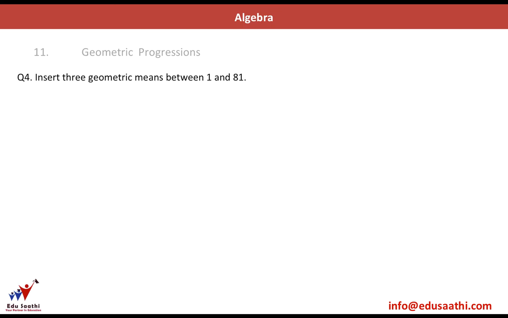The question is, insert 3 geometric means between 1 and 81. By geometric means, I'm talking about the terms which are in geometric progression. So it will be 1, 81, with 3 terms in between. The 5 terms that you get will be part of a GP. So this will be a, ar, ar square, ar cube and ar raised to power 4. So ar raised to power 4 is 81.